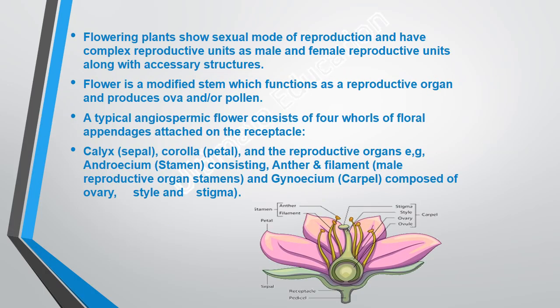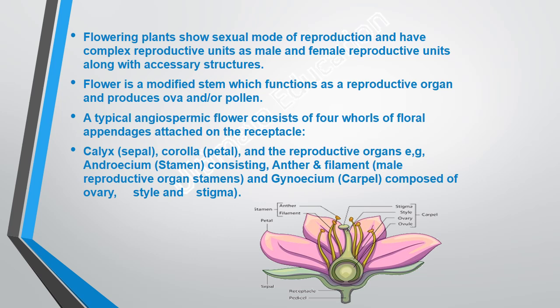The flowering plants show a sexual mode of reproduction and have complex reproductive units, male and female, along with the accessory structures. The flower actually is a modified stem which functions as a reproductive organ and produces ova and pollen grains.